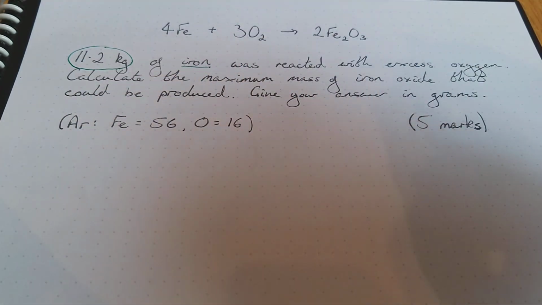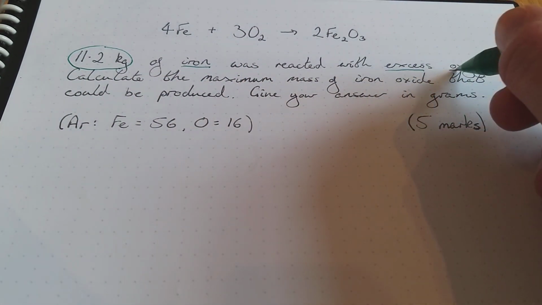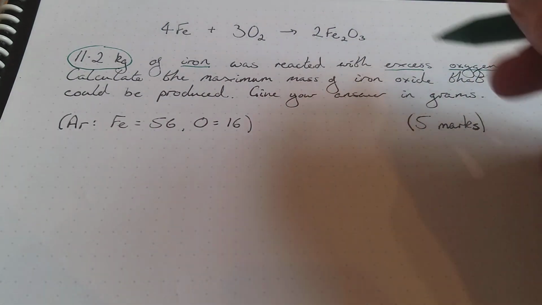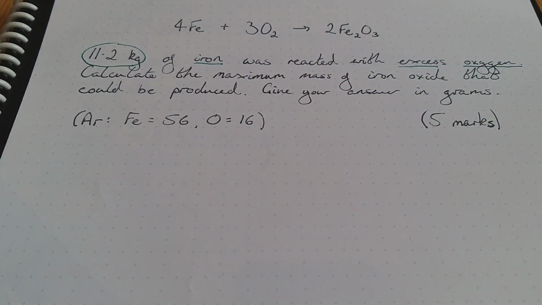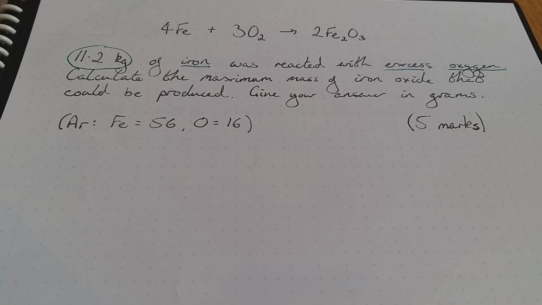So iron was reacted with excess oxygen. That just means we've got more than enough oxygen that we need. We're not going to worry about the oxygen in this reaction because we've got plenty of it. So we just need to worry about the iron.